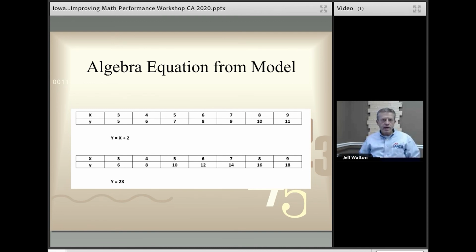In the bottom illustration, same question. What's the relationship between the X and the Y? Oh, if you multiply the X times 2, you get the Y. There's the equation. Y is always equal to 2 times the X. So at 4th, 5th, and 6th grade level on a standardized test, that's all they're looking for when they talk about algebraic equations and models.